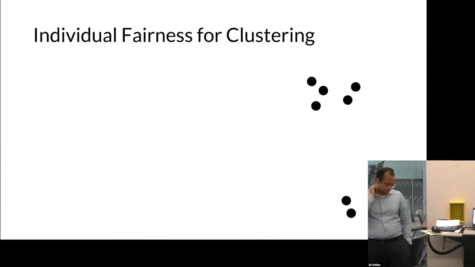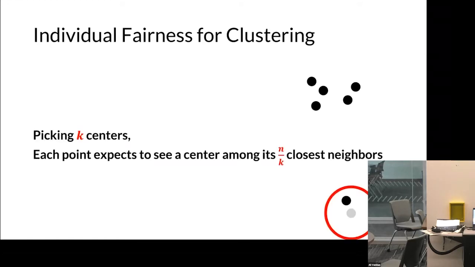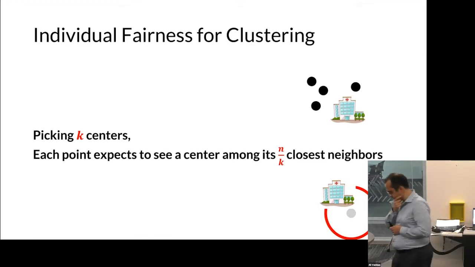Okay. So let's think about individual fairness for clustering. What's the idea here? I'm thinking of a facility location type problem, and I want to open some facilities. If I tell you that I'm going to pick k centers, or open k facilities, then without any prior knowledge, each point will expect to see a center among its n over k closest neighbors. For instance, if the city announced that it's going to open k hospitals, then it's a fair expectation for different communities, or neighborhoods, to see at least a hospital among its n over k closest neighbors. So why does it make sense?